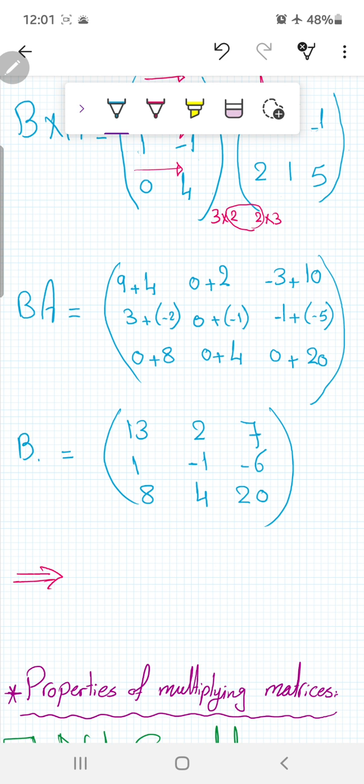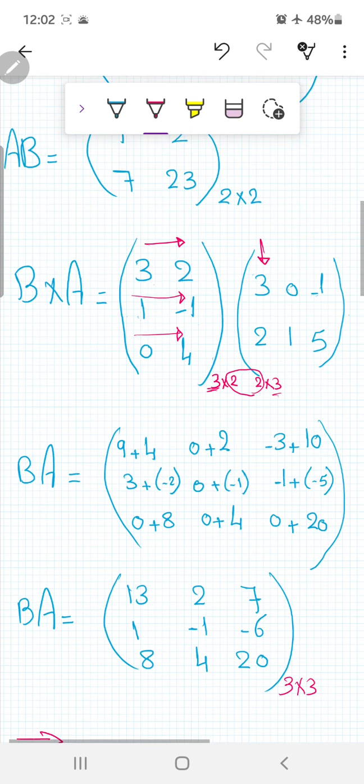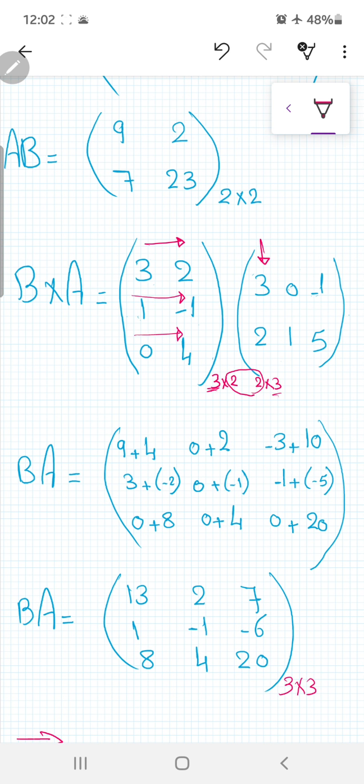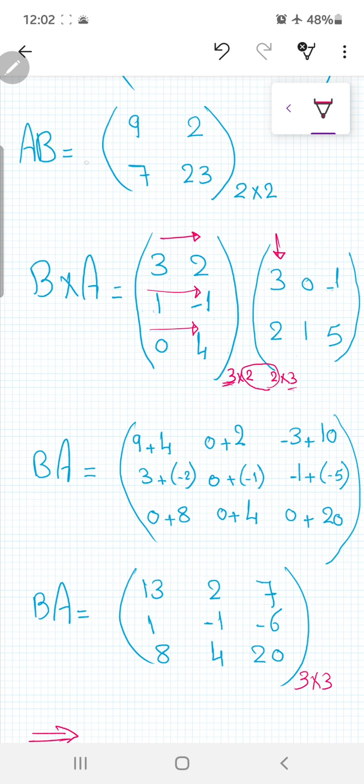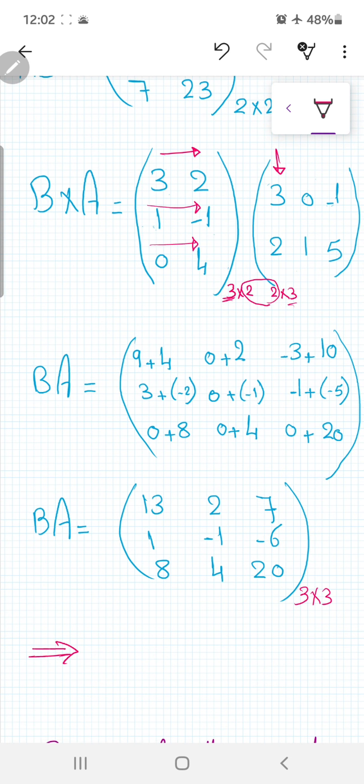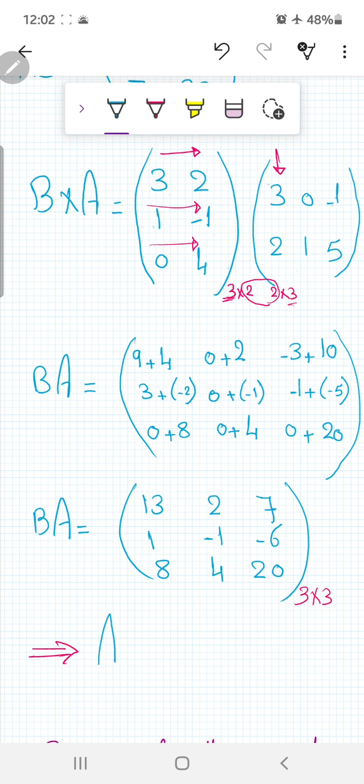Here is a matrix consisting of 3 times 3, as we said. Okay, what about the results of AB? It is a matrix, its order is 2 times 2. BA is a matrix, its order is 3 times 3. So here we have A times B doesn't equal B times A. Okay?